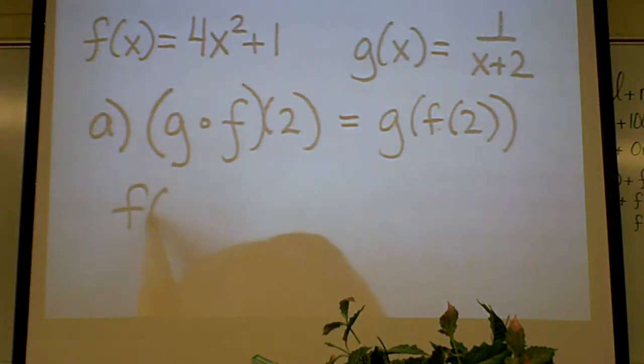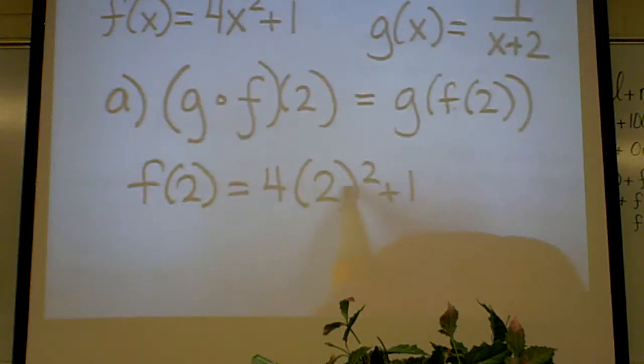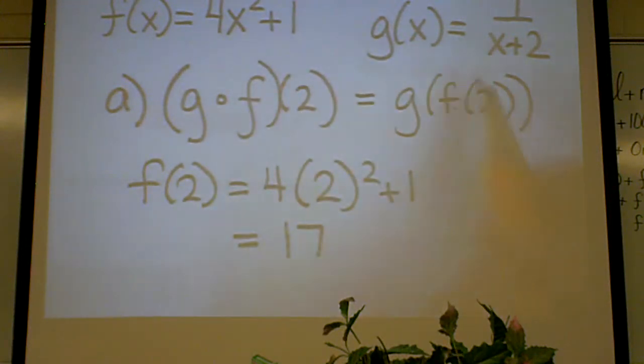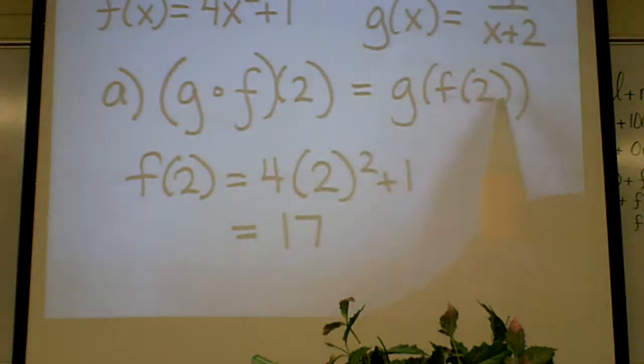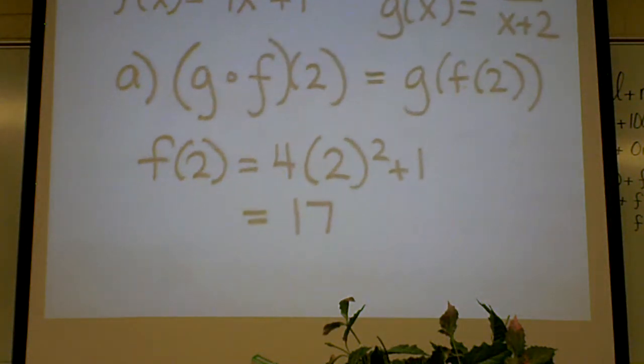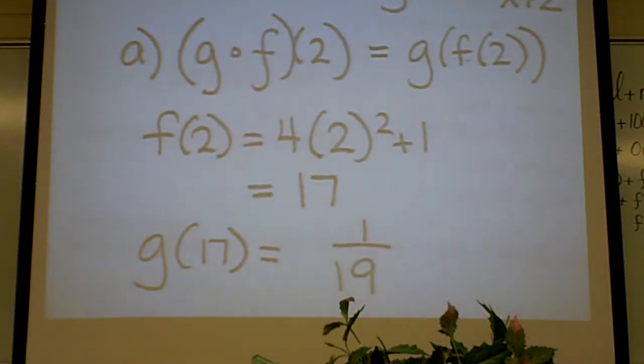So what's f of 2? Four times 4 is 16, 16 plus 1 is 17. So when you plug 2 in here, you get 17. Then you take this output and plug it into the g function. You're going to put a 17 right here. So now what is g of 17? 1 over 19. Does everyone understand that?